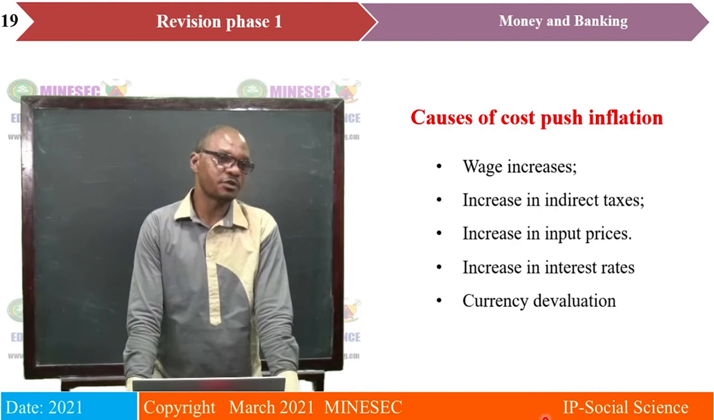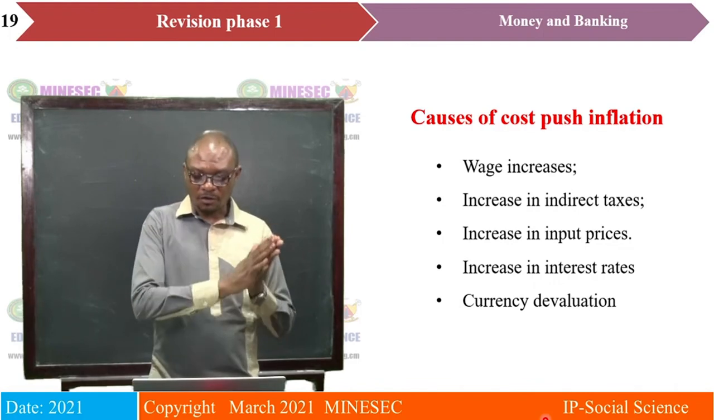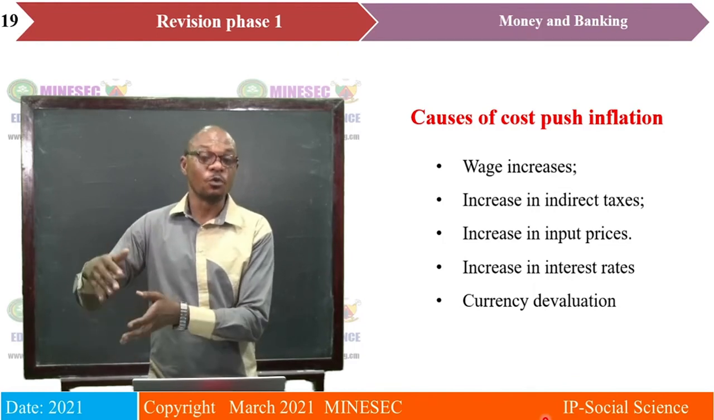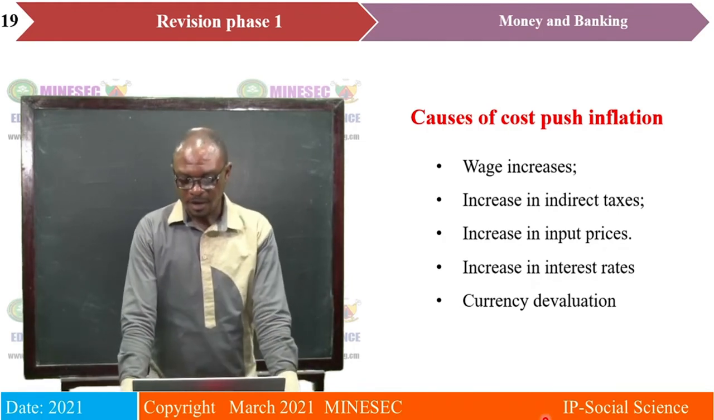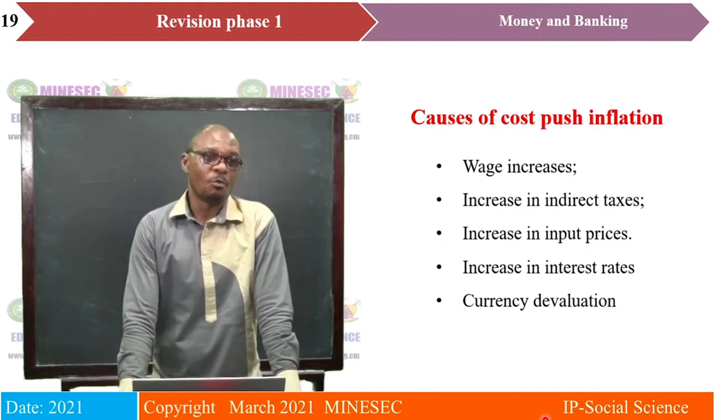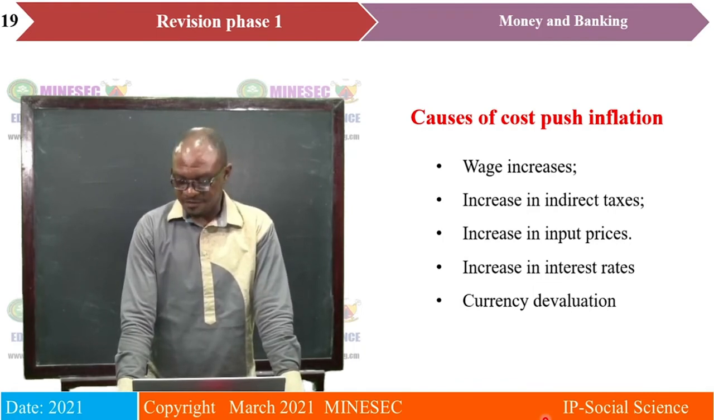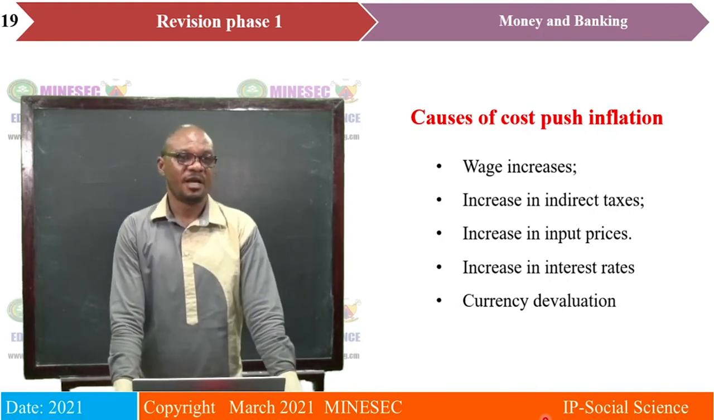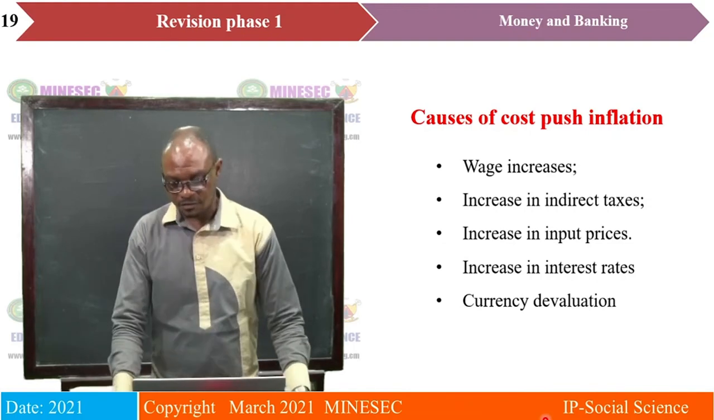Remember, we said cost push inflation is that type of inflation that comes from an increase in the cost of production. And so any factor that will cause the cost of production of the good, or goods and services in general, to increase would be a factor that will cause cost push inflation. In particular, we are talking about wage increases by trade unions, because sometimes trade unions will put pressure on firms to increase their wages. So if the firms increase wages, then it means that their cost of production has increased. And sometimes to compensate for this increase in cost, they tend to raise prices of their goods.